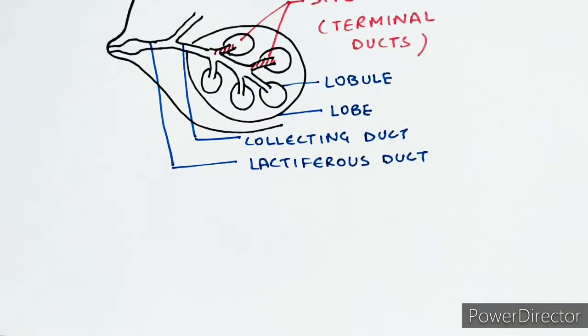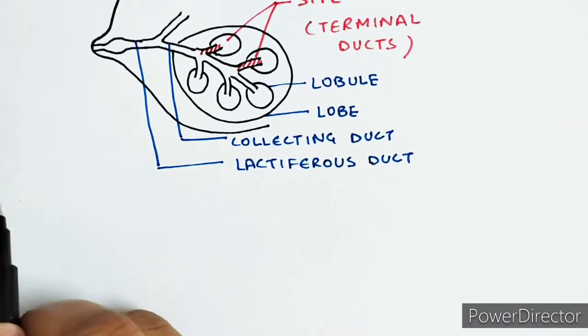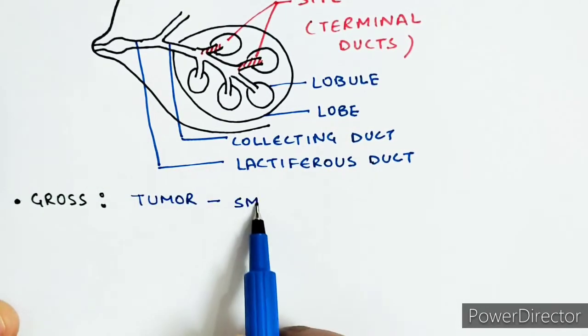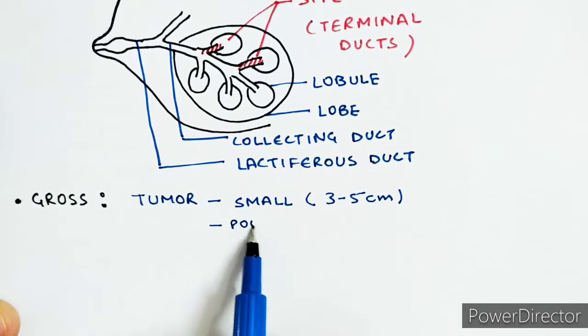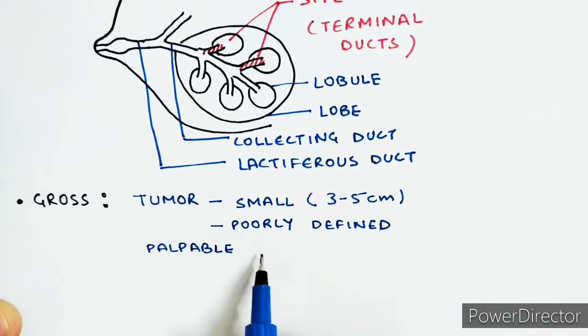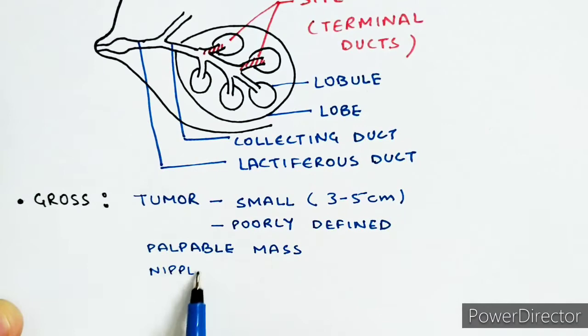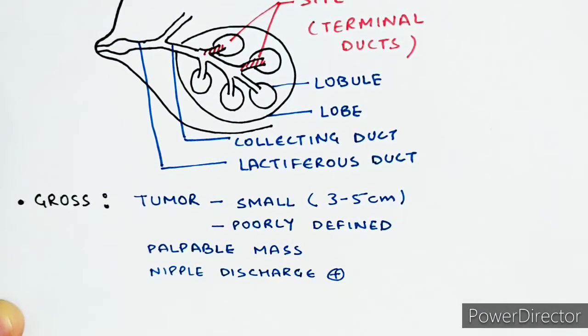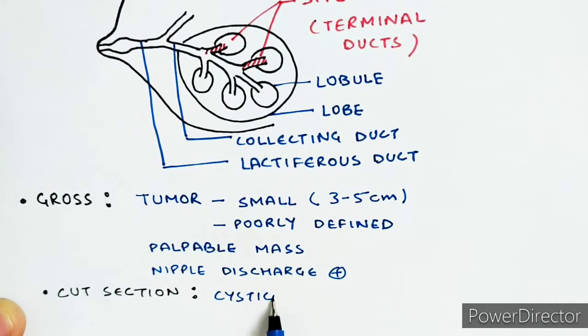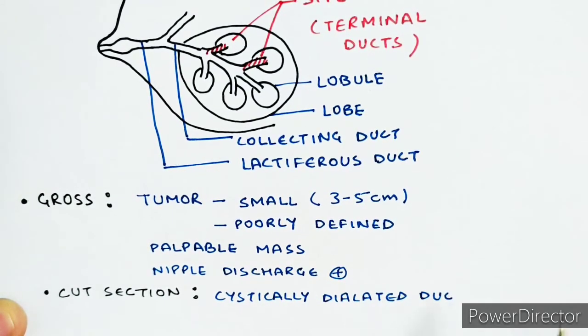Now if we talk about the gross morphology, these tumors are small, about 3 to 5 cm in diameter, poorly defined palpable masses, and a characteristic feature is nipple discharge. In cut section, we can see the cystically dilated ducts.